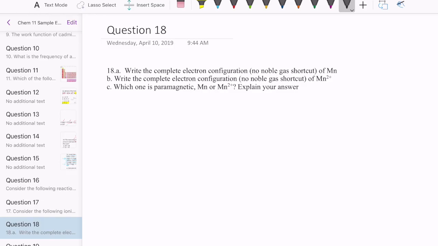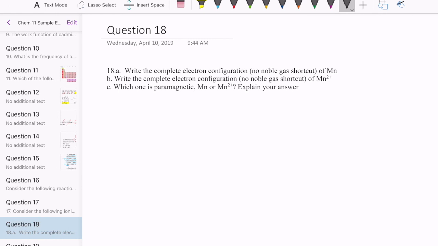Hi everyone, let's continue on question 18 in sample exam 3 in Chem 11. This is another electron configuration question specifically on transition metals. The question starts by asking us to write the complete electron configuration of manganese, and it's saying no noble gas shortcut, so we have to just write out the whole thing.